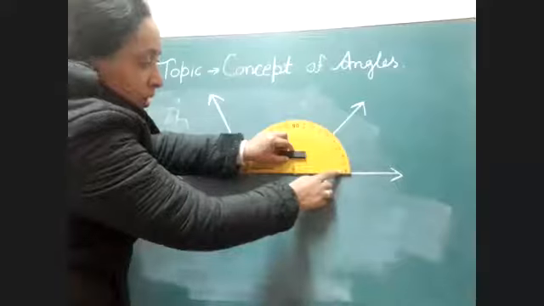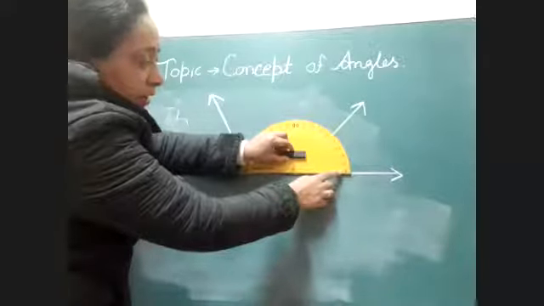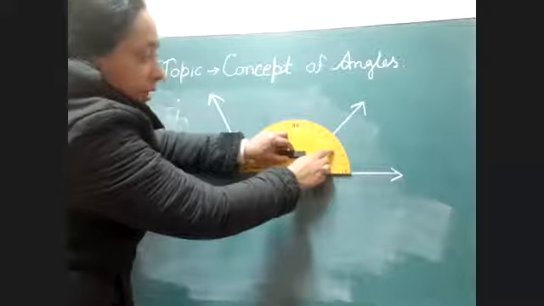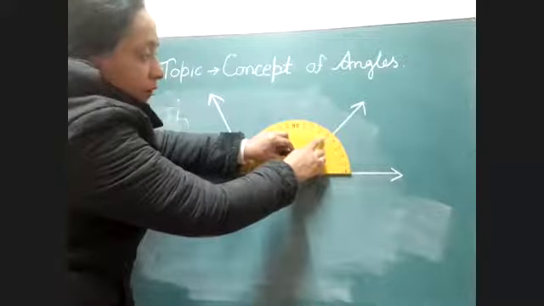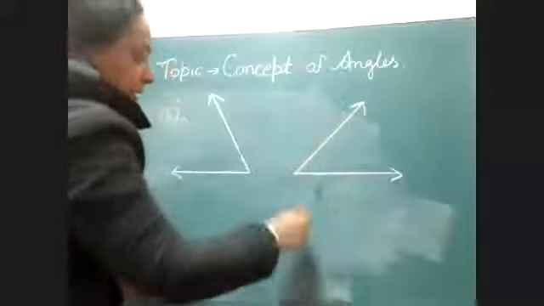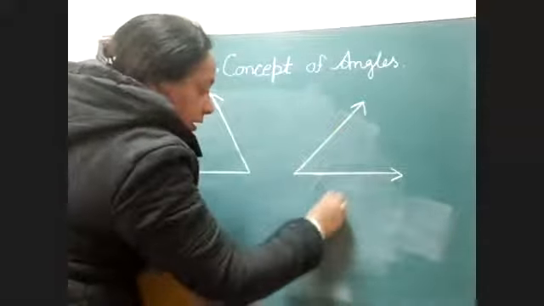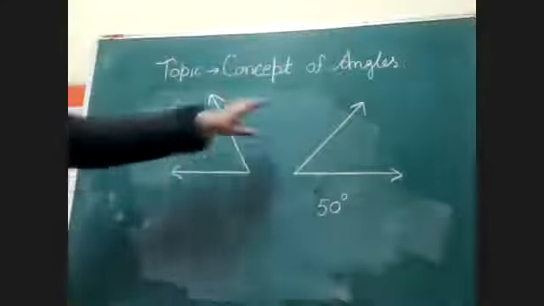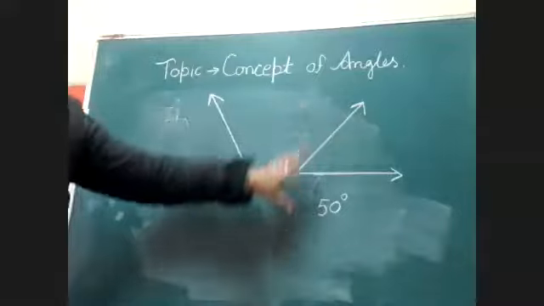0 is on the inner scale. Now start with 0, 10, 20, 30, 40, 50. So it means this angle is 50 degrees. So the measure of this angle is 50 degrees.